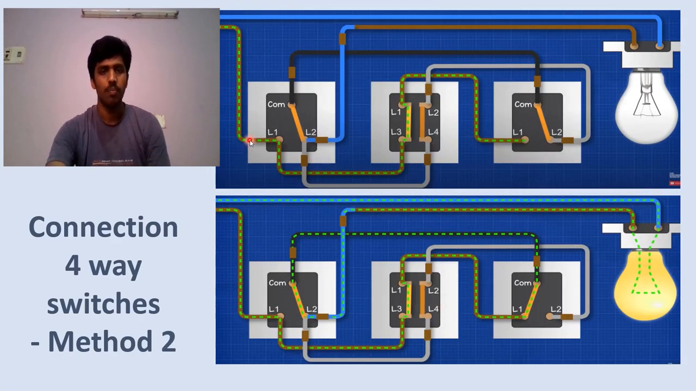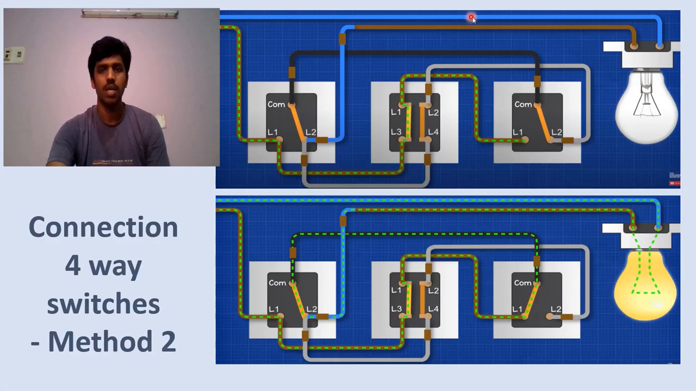Here comes method 2 of connection. In this method, you can observe the L1 of switch 1, which is coming from the live wire, is given to the L3 of middle switch. From L1 it is given to the L1 of last switch, and the L2 of last switch is given to the L2 of middle switch, and from L4 of middle switch it is given to the L2 of first switch. And the common terminals of switch 1 and switch 3 are connected together.